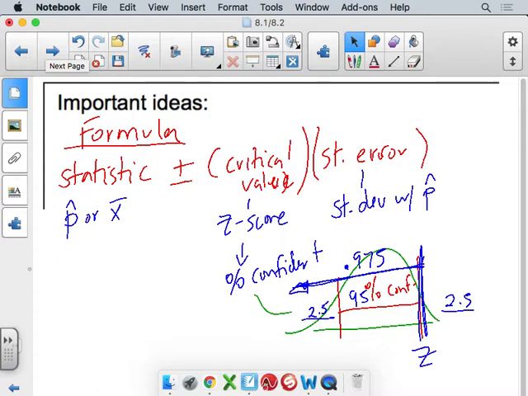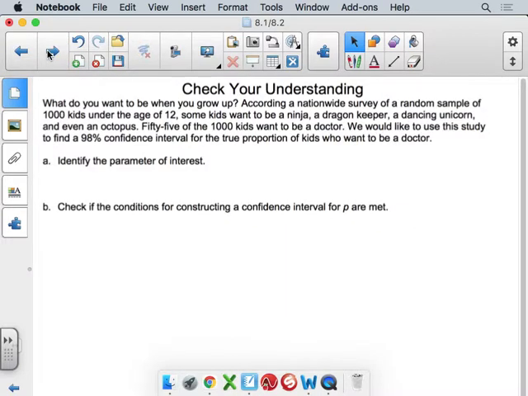Let me do another one, and then we're going to be good. We're going to try this with a different confidence level and a different question. And then I'm going to add a couple things. There are these things called conditions that we have to check. If they're not met, then we can't do our problem. But if they are met, then we can do it.